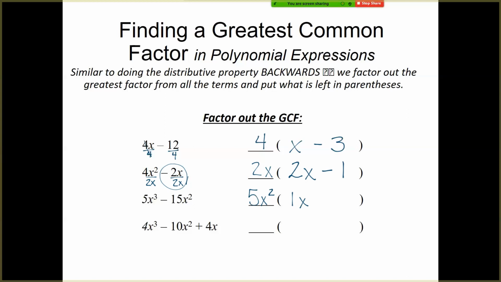For the second term, negative 15x squared divided by 5x squared. Well, negative 15 divided by 5 is going to be negative 3. And x squared divided by x squared is just 1. I don't have to write 3 times 1. It's just 3.